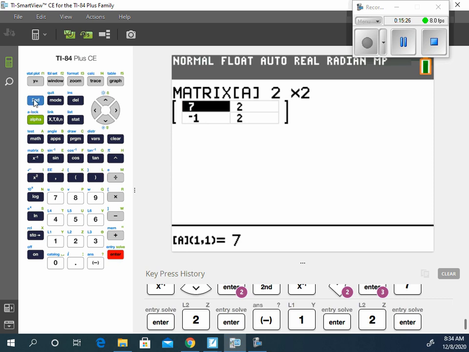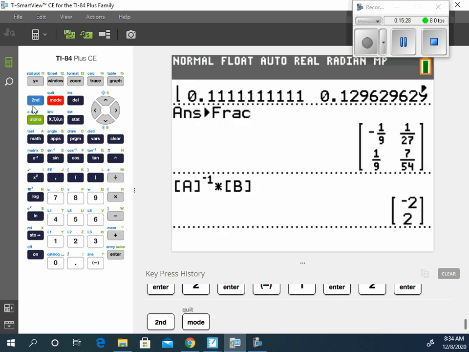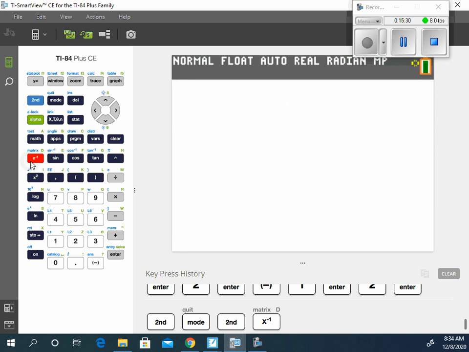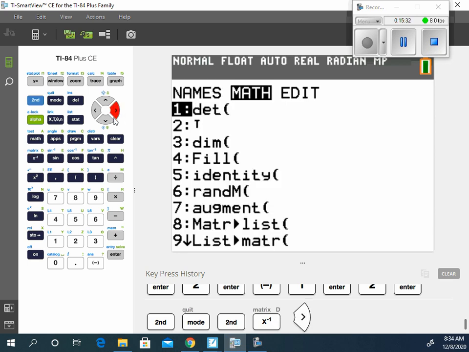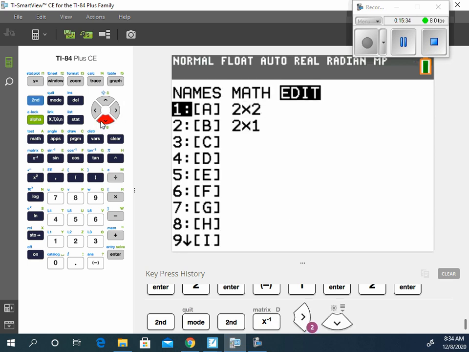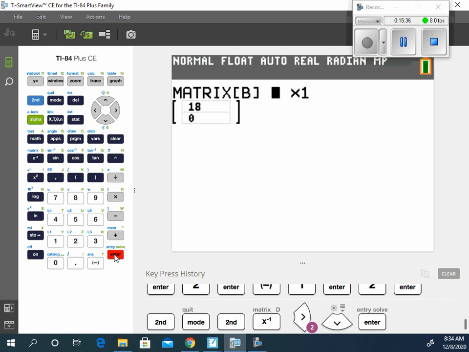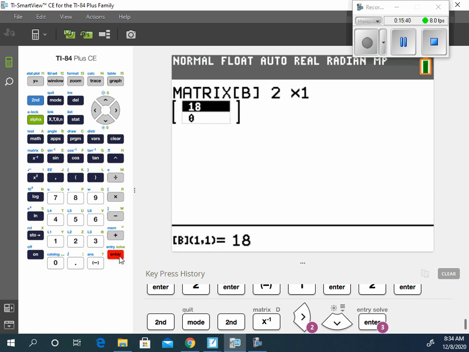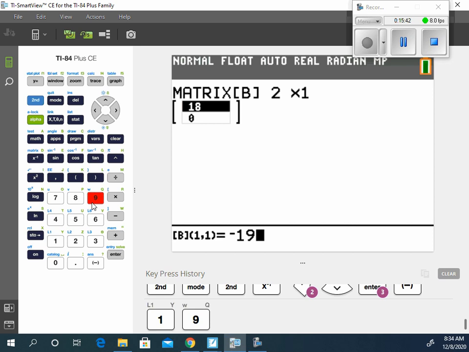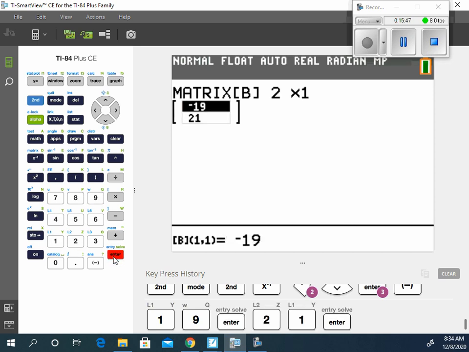And we can go second, quit, second, matrix. And we can go down to matrix B, which is still going to be a 2 by 1. But this time it's going to be -19 and 21.